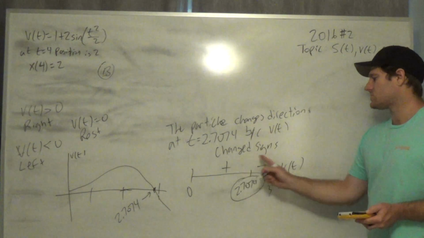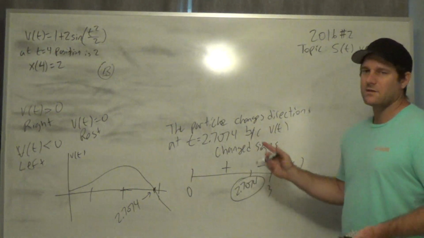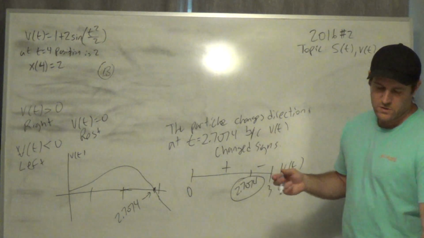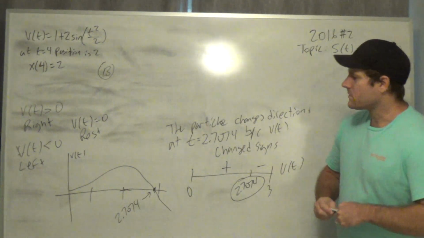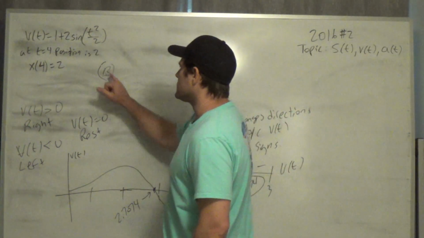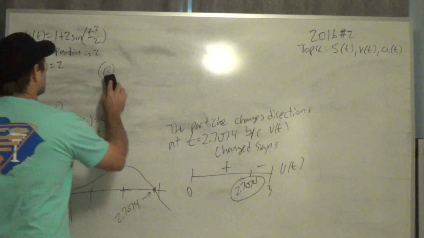When velocity changes signs, a particle goes from moving right to the left or left to the right, depending on the situation, and that's what they want. All right, so that's it for part B. Let's go look at part C now.